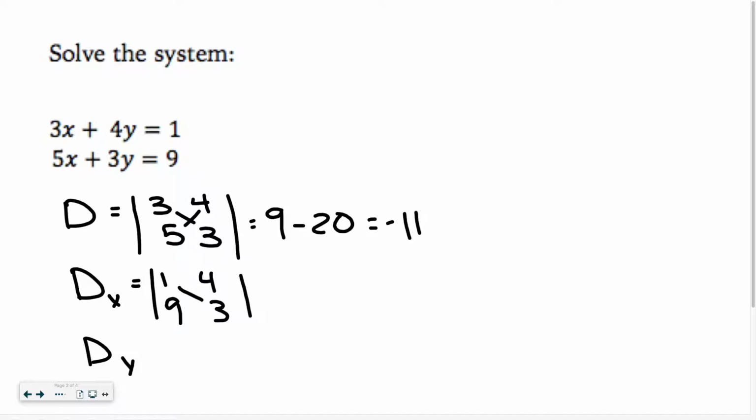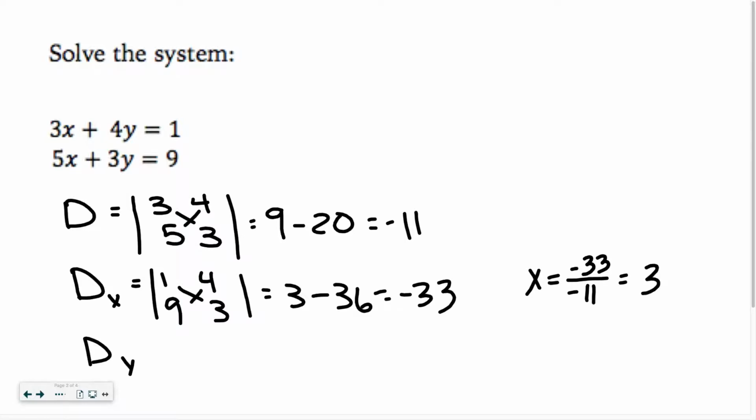Do your determinant there. That's 3 minus, what is that, 36? So that's negative 33. And I can now solve for x. X is negative 33 divided by negative 11, so 3. Pretty easy. Repeat the process for y.